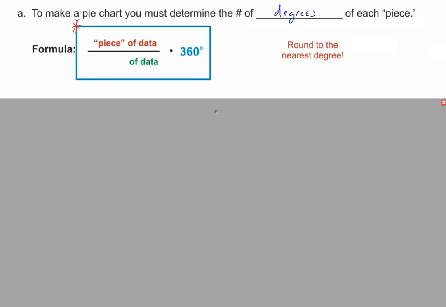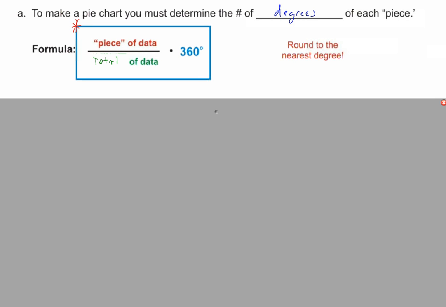Now I left one thing off so that you would pay attention and we would write. So grab your green. It's the piece of data divided by the total of data. And then once you multiply that, this will give you a percent. Once you multiply it times 360, you'll figure out the number of degrees for that piece. Why do we multiply by 360? Christina?